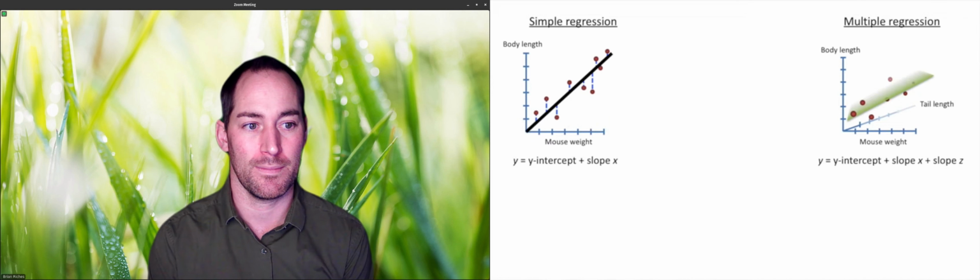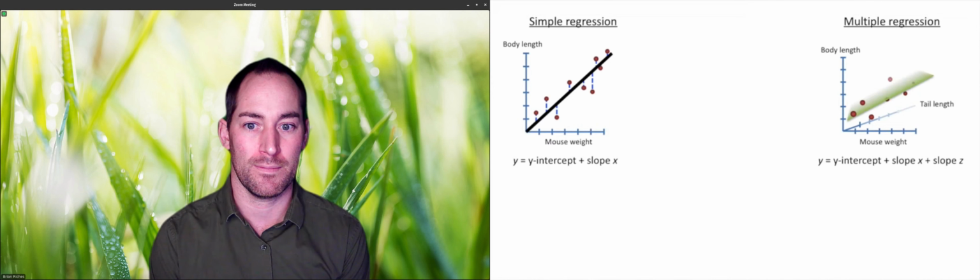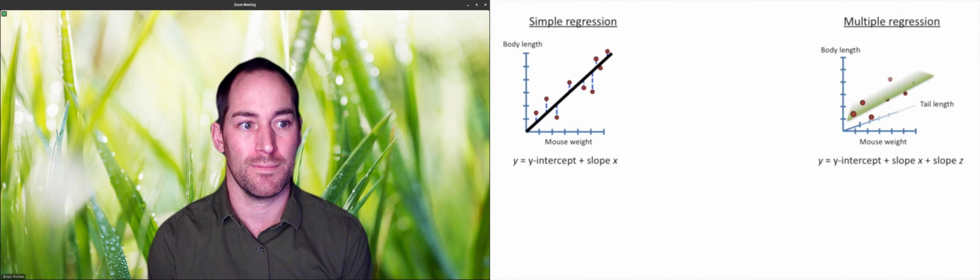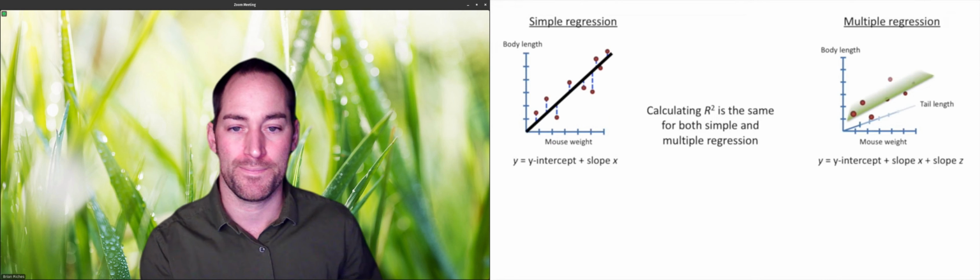In the previous example, all that meant was that instead of just modeling body length by mouse weight, we modeled body length using mouse weight and tail length. If we added additional factors, like the amount of food eaten or the amount of time spent running on a wheel, well, those would be considered additional dimensions, but they're really just additional pieces of data that we can add to our fancy equation.